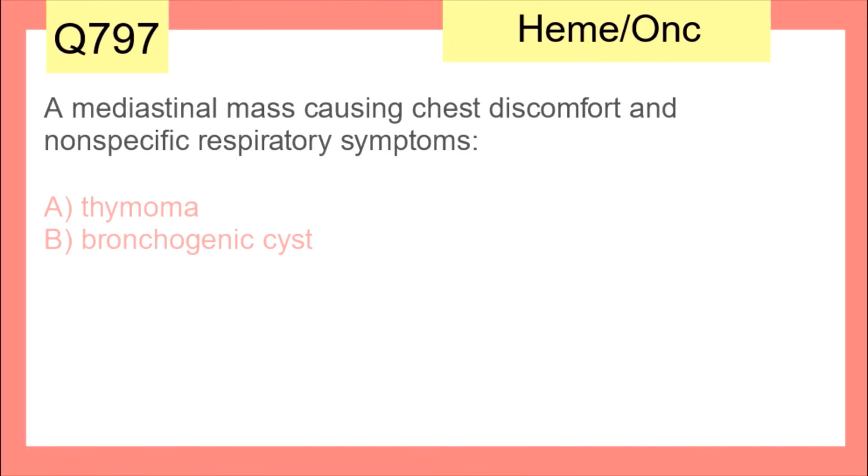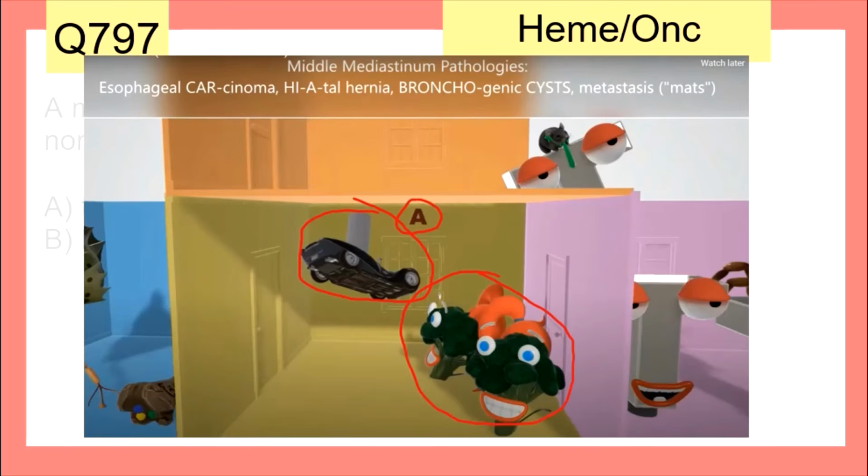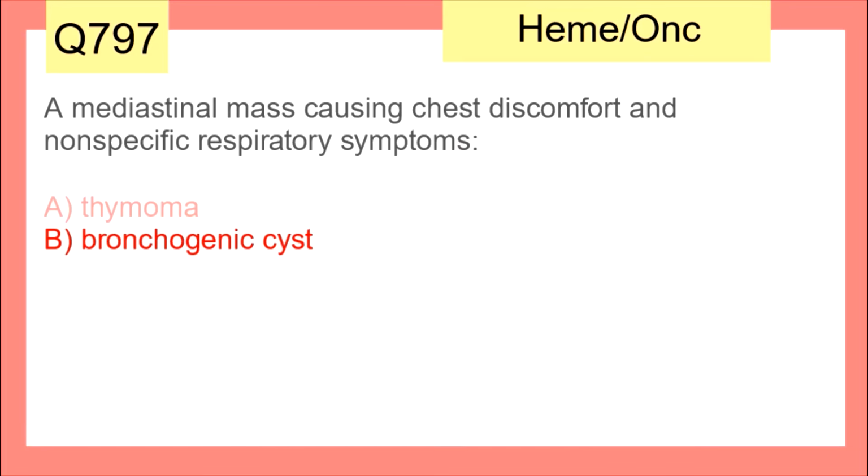797, mediastinal mass causing chest discomfort and non-specific respiratory syndrome. This is a bronchogenic cyst. I wrote that over here. The mediastinal masses are the bronchogenic cysts and the esophageal carcinoma. All right, that's from my mnemonic for my YouTube channel. So again, this is the bronchogenic cyst.